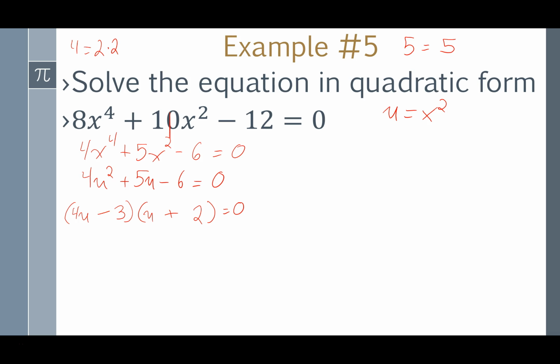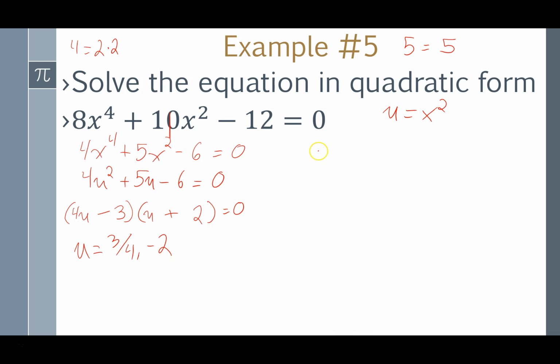Again, go through the full process if you have to. You can use a guess and check process if you're comfortable with it. Like I said, I'm not going through the full example there. If you need to review the videos on solving quadratics with a number in front, please refer back to those videos, solving quadratic equations. Either case, u equals 3/4 and negative 2.